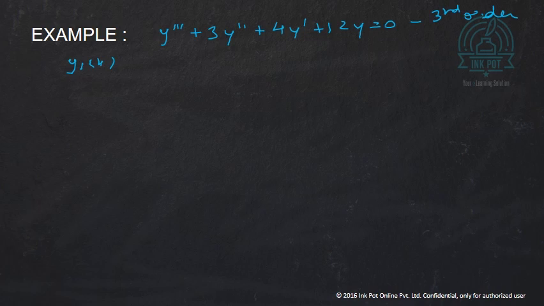Let's consider an example. We consider the differential equation y''' plus 3y'' plus 4y' plus 12y is equal to 0. Now consider a function y1(x). So this is a third order linear homogeneous differential equation.